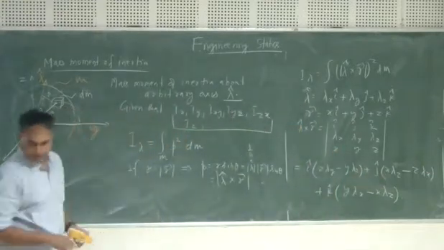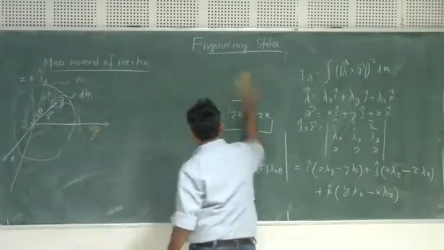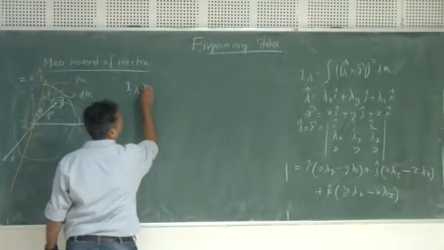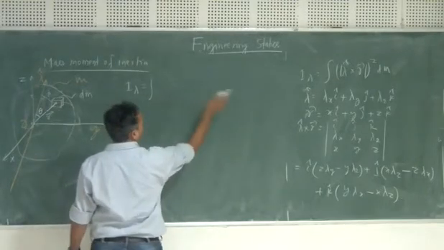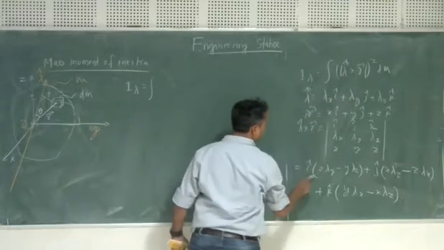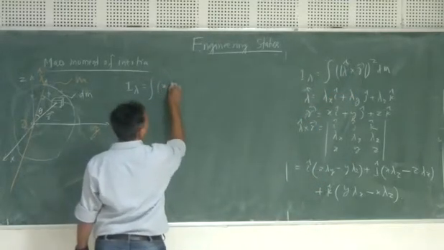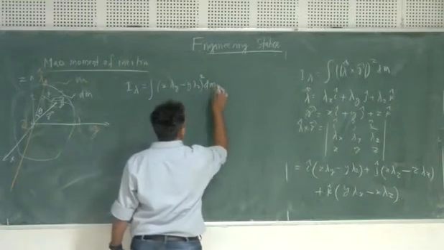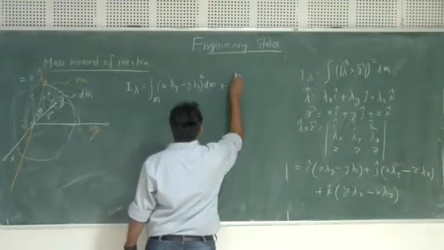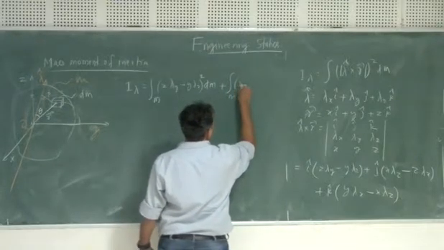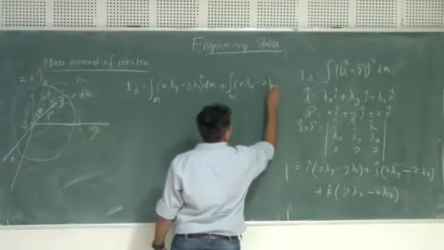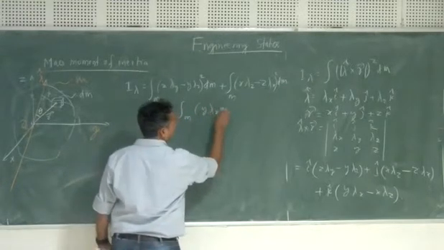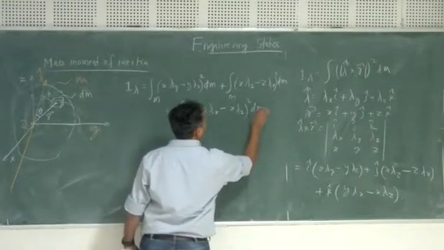Okay, so this way you can write I lambda is equal to the integral of mod of lambda cross r squared dm, which is nothing but (z lambda y minus y lambda z) whole square dm plus (x lambda z minus z lambda x) whole square dm plus (y lambda x minus x lambda y) whole square dm.